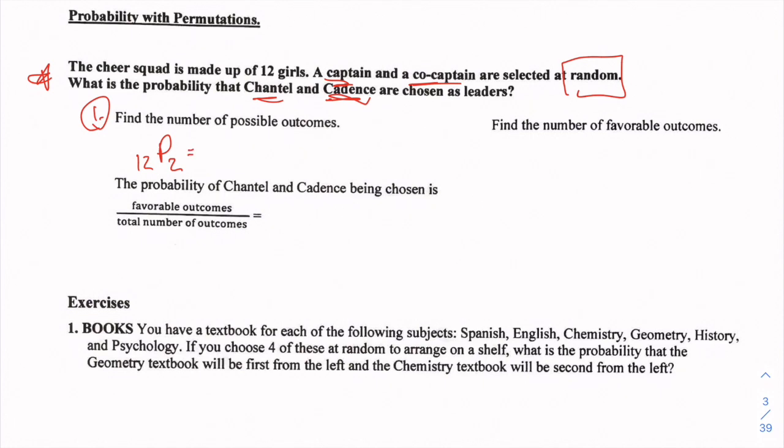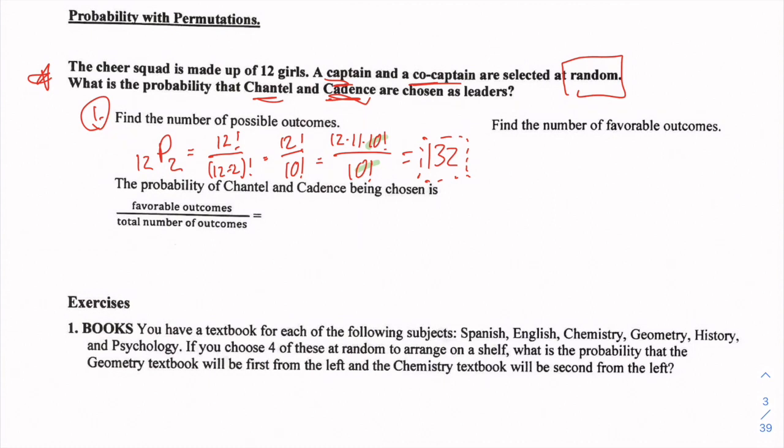You can put this in your calculator, right? I'm just going to show all my work. 12 factorial over 10 factorial. What's left over is really just, actually I'll show my work. These will die off. So you're left with 10 times 12, which equals 132. So this is the total, all the possible ways the girls can be chosen.